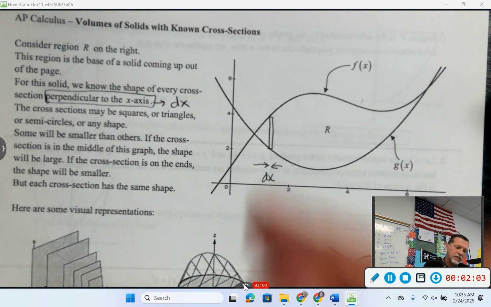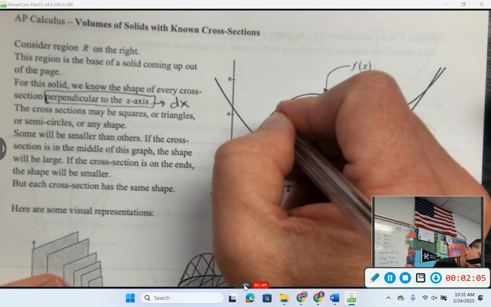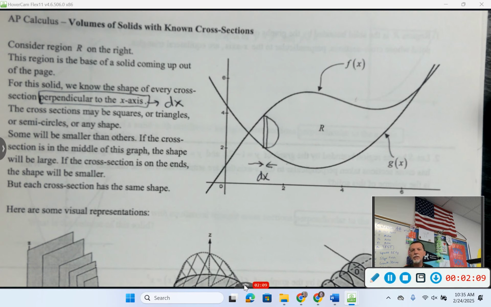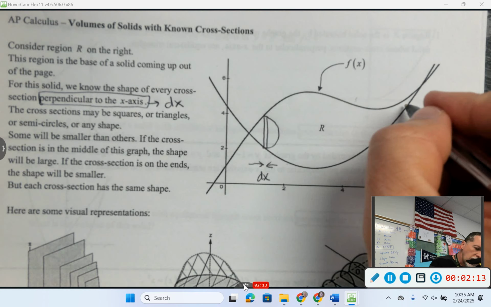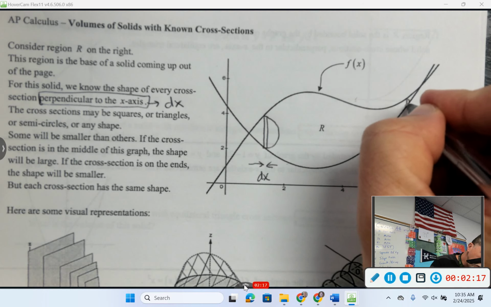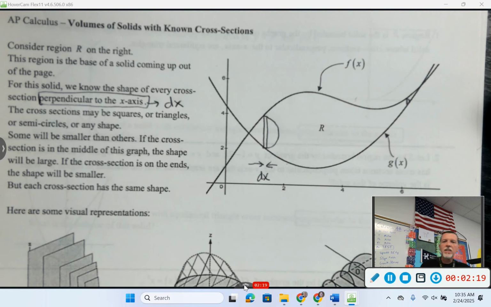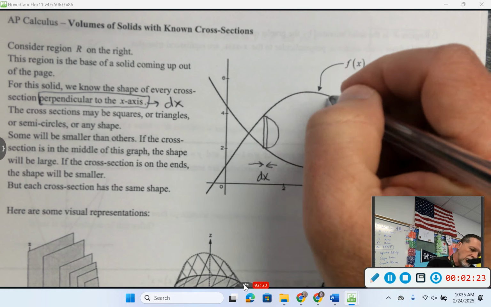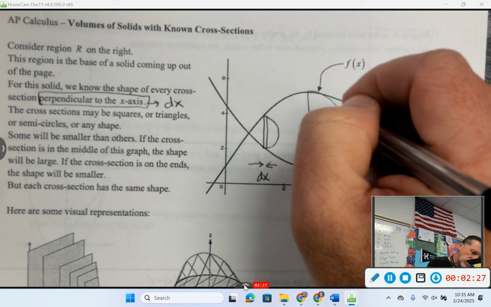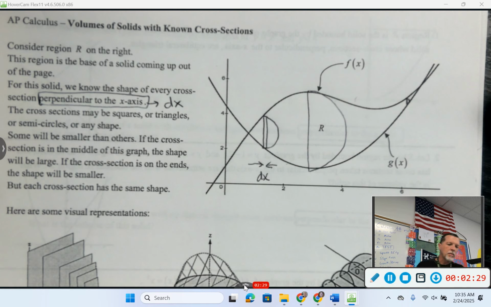See if I can draw this. I'm going to draw semicircles. So there's a semicircle coming up out of the page. And if it was even nearer to the end, it could be a really small semicircle. And if it was right there in the middle somewhere, that would be a big semicircle.